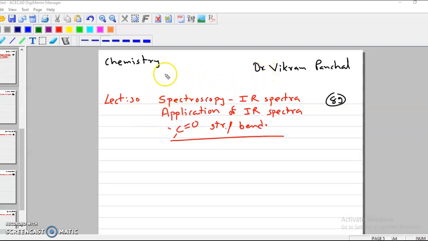This is Dr. Vikram Panchal and I'm dealing with spectroscopy for chemistry. This is the lecture of IR spectra, lecture number 30, in which I will explain the application of IR spectra, particularly C=O stretching and bending. The C=O group is known as the carbonyl group.